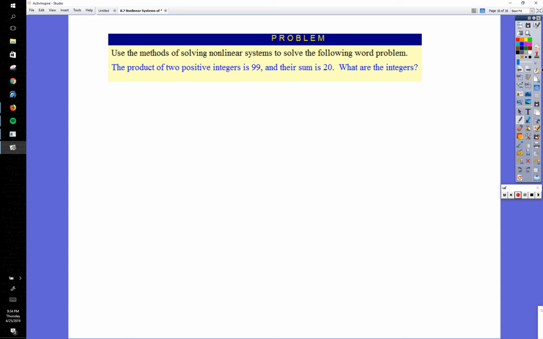And we can investigate. You can investigate the prior one on your own if you would like. Okay, this one says use the methods of solving nonlinear systems to solve the following word problems. So we don't have a lot of word problems, but they give you a couple like this. So I wanted to make sure to address it.